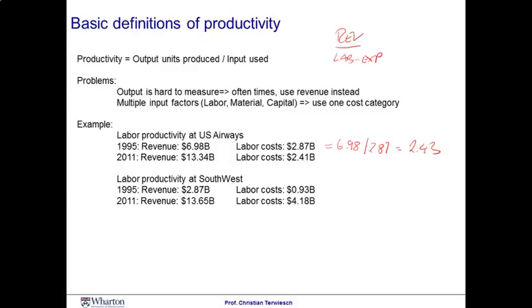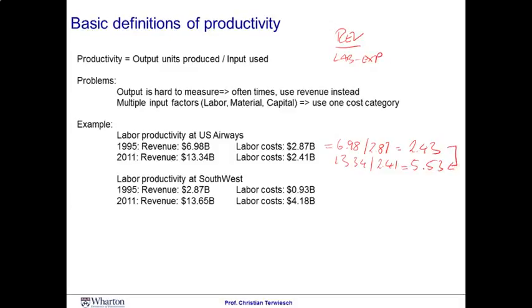16 years later, the numbers had changed. Revenue had grown to 13.34, with the labor expenses being at 2.41. This has increased the labor productivity thus to 5.53. Notice that labor productivity in those 16 years at US Airways more than doubled.